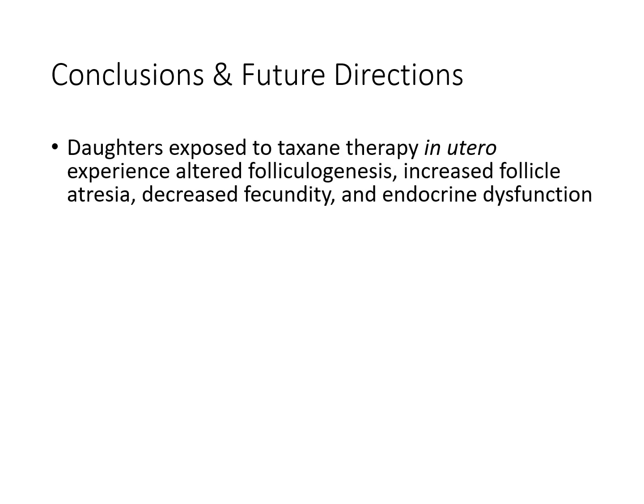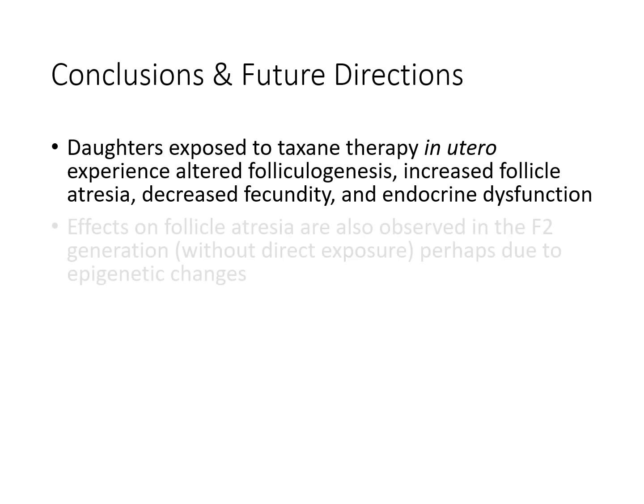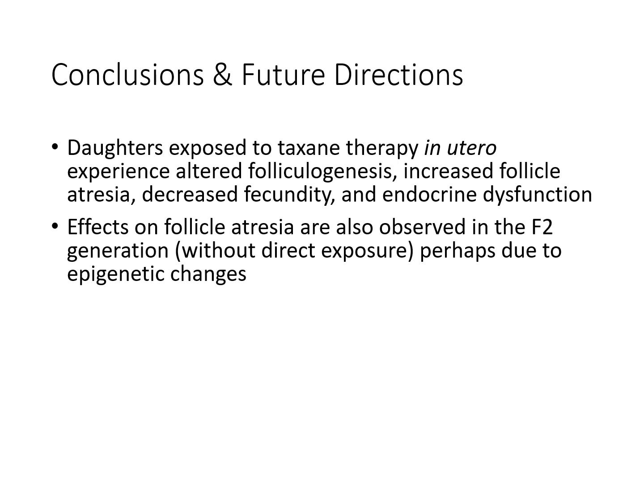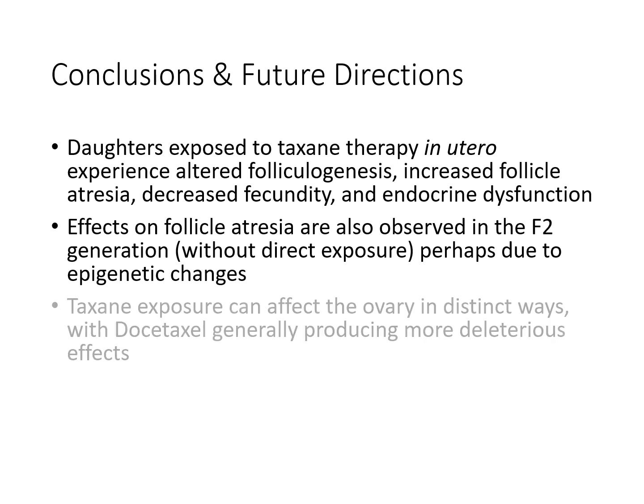So in conclusion, daughters exposed to taxane therapy in utero experience altered folliculogenesis, increased follicle atresia, decreased fecundity, as well as endocrine dysfunction. These effects on follicle atresia were also observed in the F2 generation without the direct exposure of these animals to that agent. It was just their developing oocytes. And that's perhaps due to epigenetic changes as well as potentially other mechanisms.